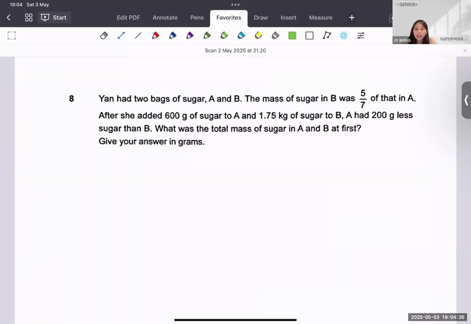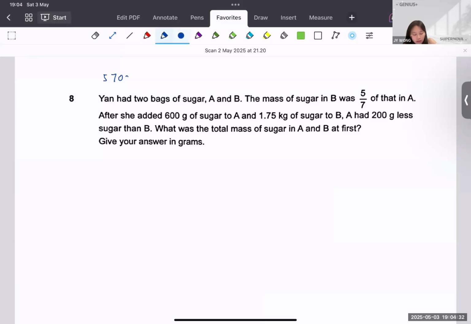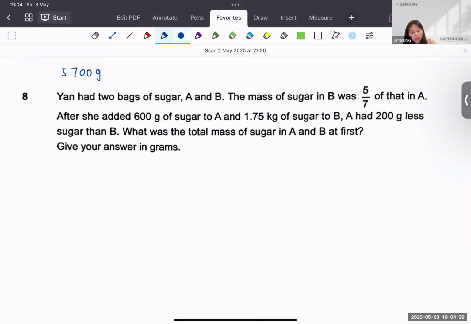Question 8, answer. Okay, so far I see a lot of correct answers. Correct. 5,700 grams. Okay, good. Now, look at the question.